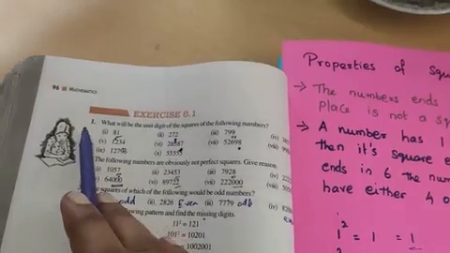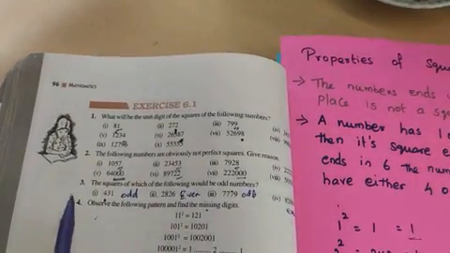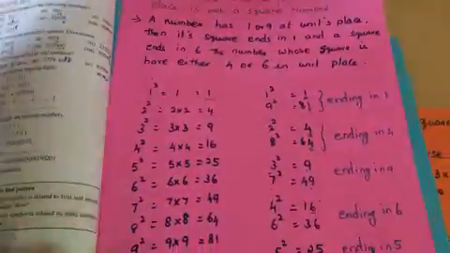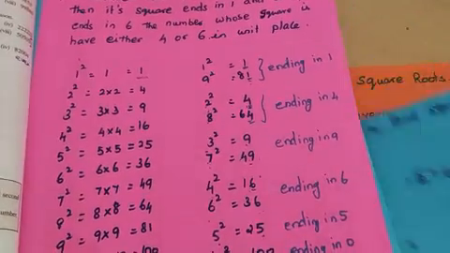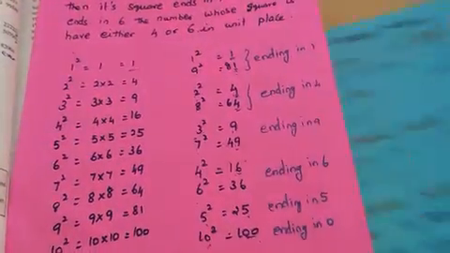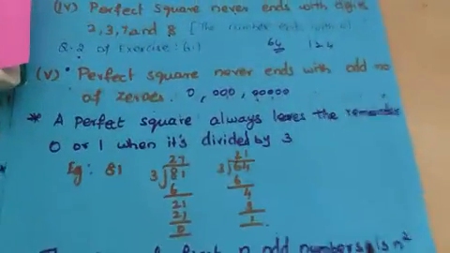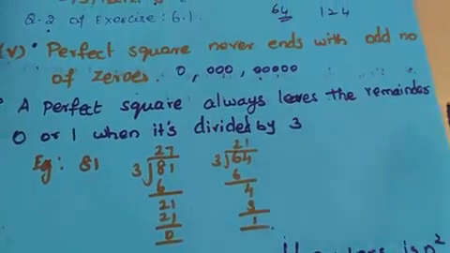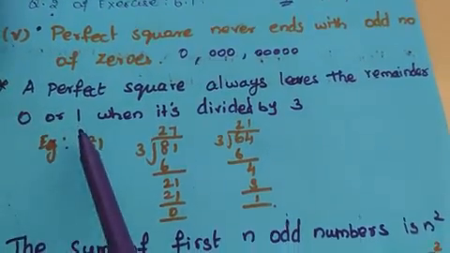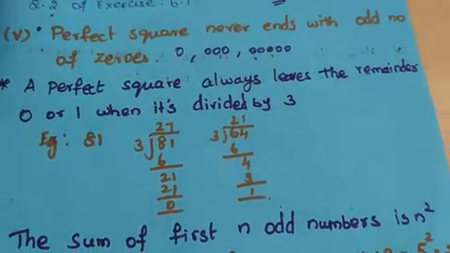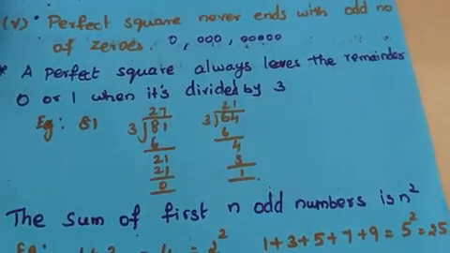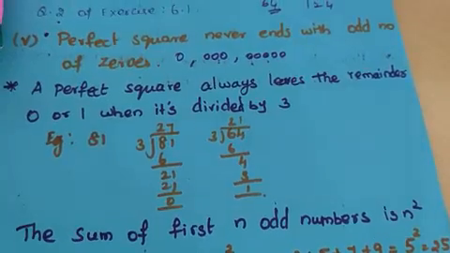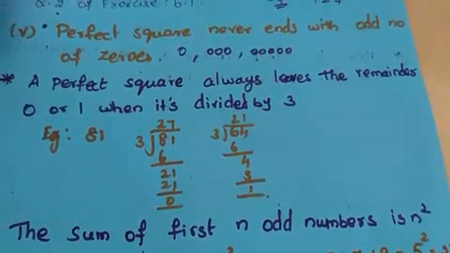Right? Now we have solved questions 1, 2 and 3 of the first exercise, and we have seen the properties also. Sorry, literally 5 properties we have seen. Now we are going to see the next property: a perfect square always leaves the remainder 0 or 1 when it is divided by 3. If it is a perfect square number, when we divide that square number by 3, we will get the remainder 0 or 1.